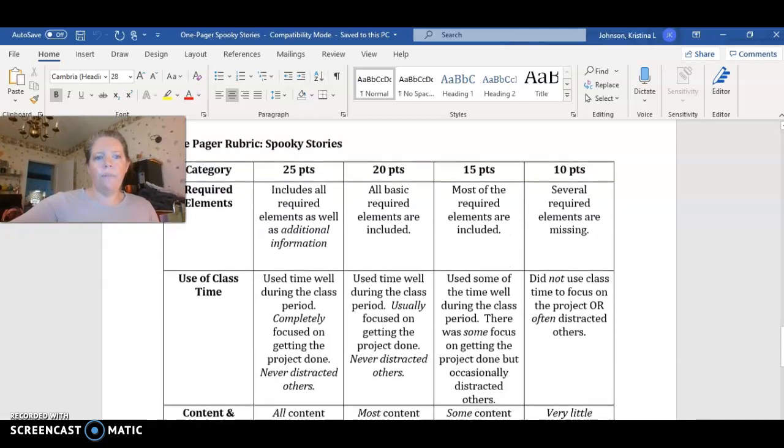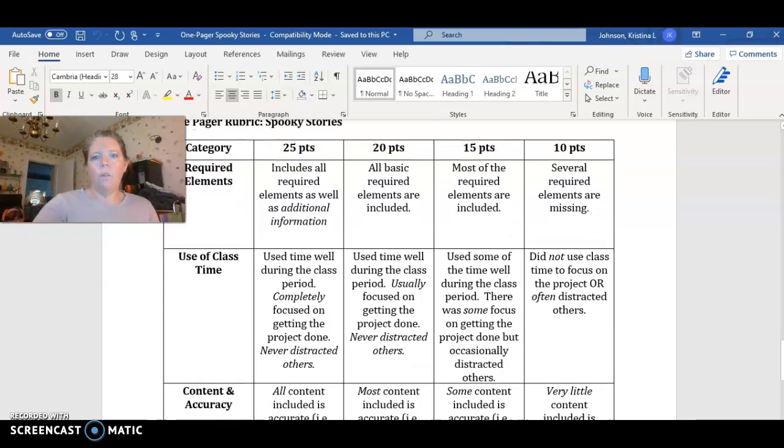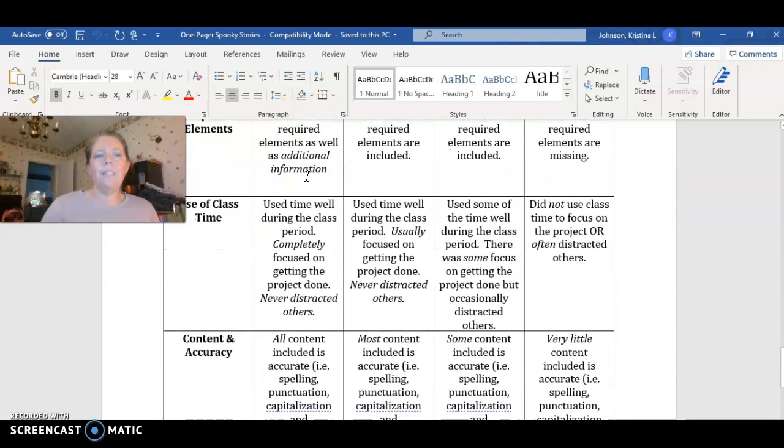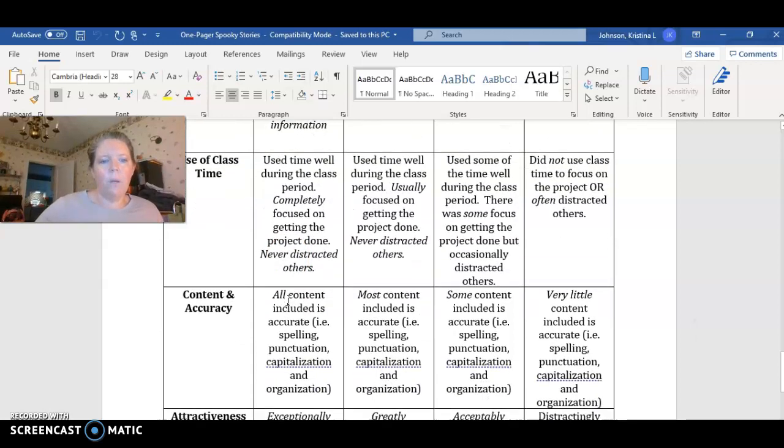If you go to the final page, you can look, if you give everything and then some, you get 25 points for the required elements. Now it says use of class time. What that basically means is that I expect you to use your time for the next week so that you can get it done. It doesn't say, hopefully you're not going to distract others, but that's a give me of 25 points.